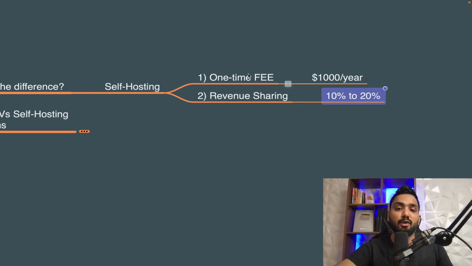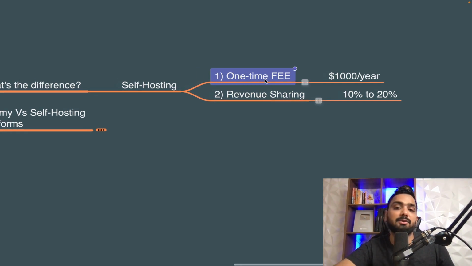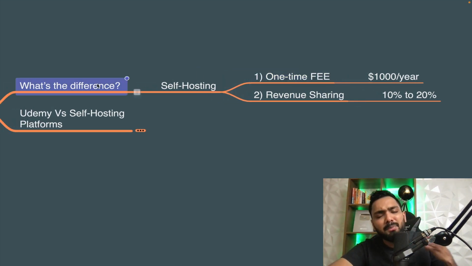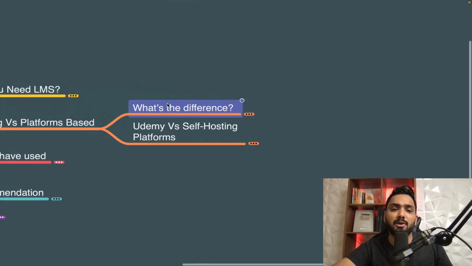So think about which comes better for you. Initially, when I say initial traction, revenue sharing probably is a good deal, but overall I am suggesting a one-time fee, so that you have complete control in terms of how you want to go forward.